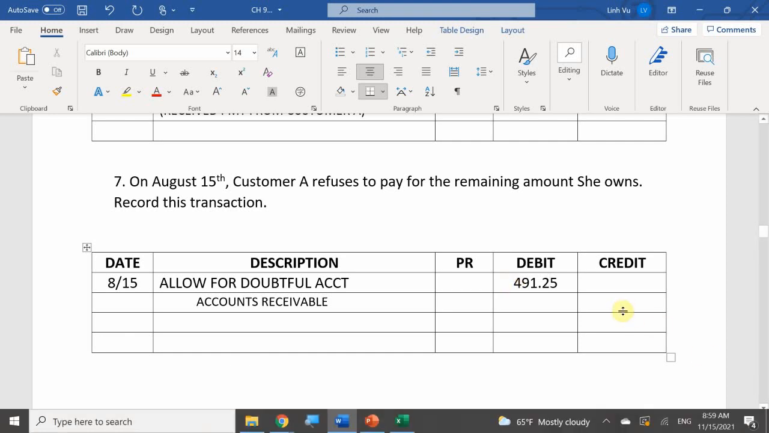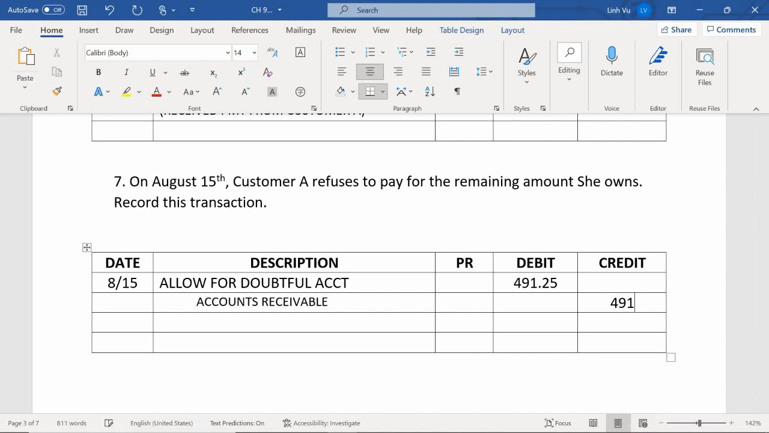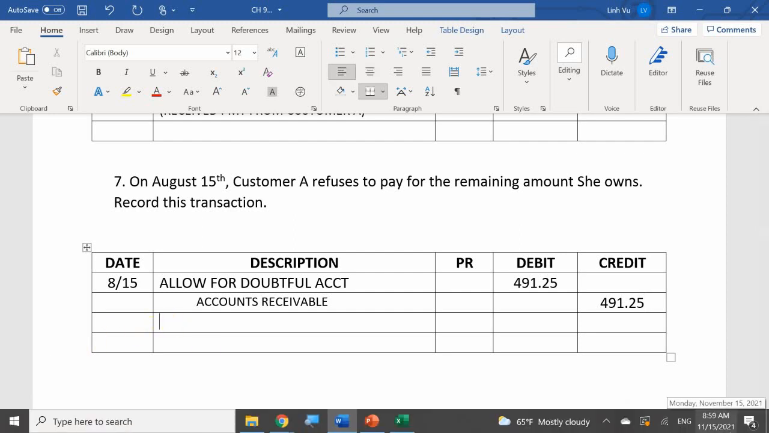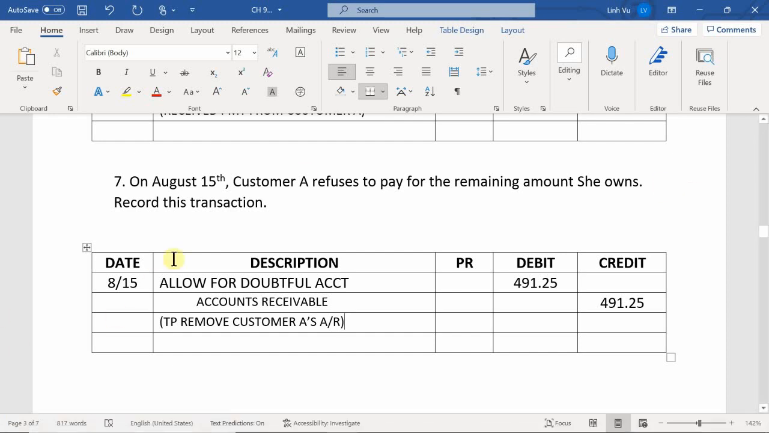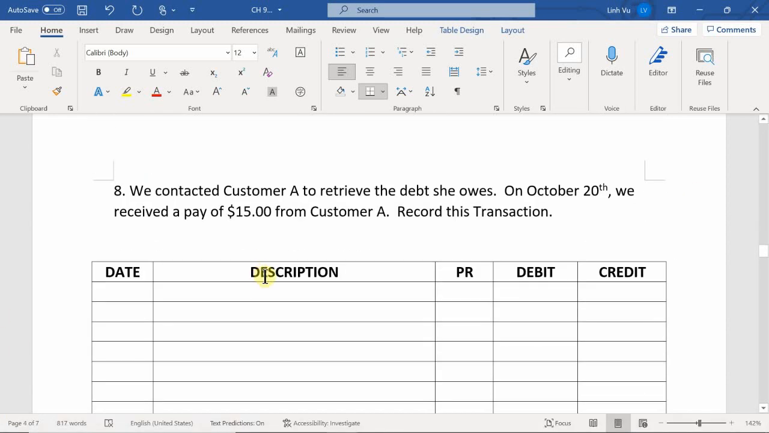So she still owes me $491.25. And I'm going to go ahead and say to remove customer A's accounts receivable. Then number 8: we contacted customer A to retrieve the debt that she owes.